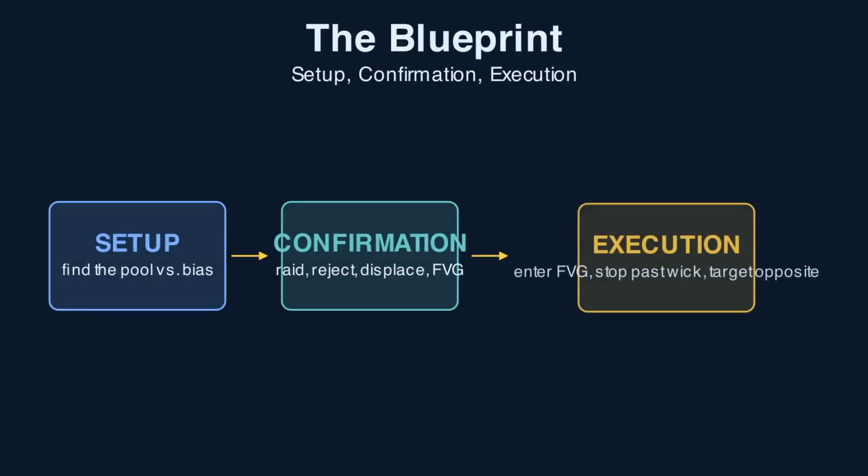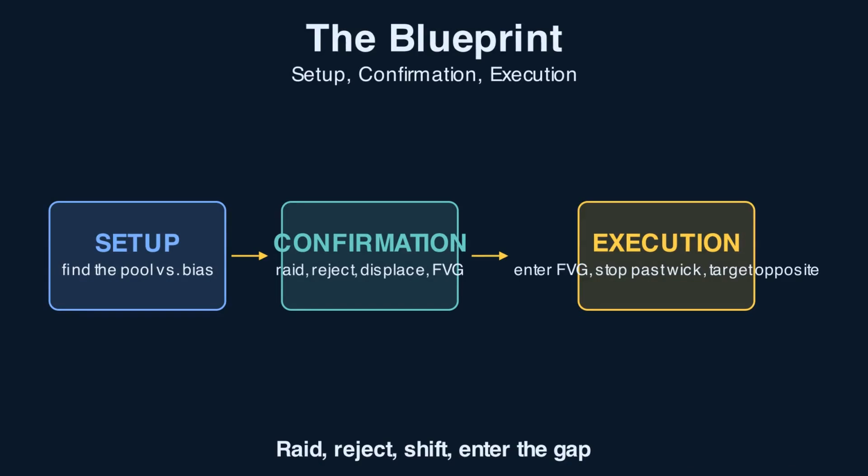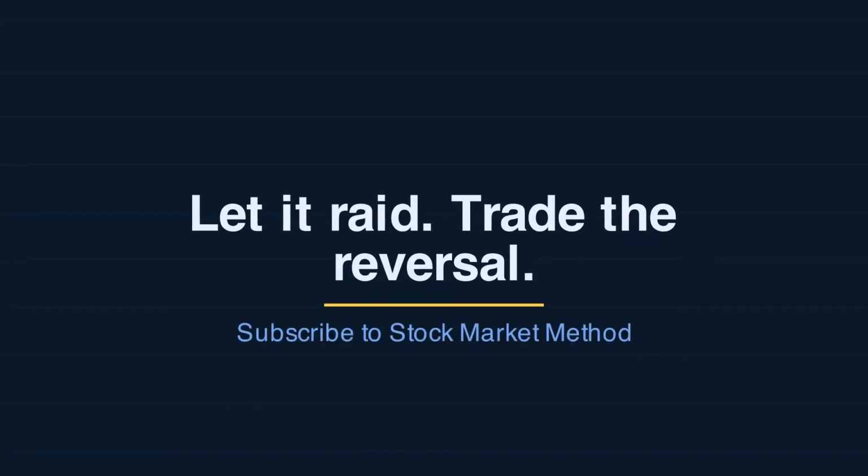Compress the blueprint. Setup, identify the obvious liquidity pool, equal highs or lows, previous day or session extremes, sitting against your higher time frame bias. Confirmation, price raids the pool, rejects back inside, then displaces and shifts market structure, leaving a fair value gap. Execution, you enter on the return to that gap, your stop sits just beyond the sweep wick, and you target the opposing liquidity across the range. Price hunts the obvious stops, fails, shifts structure, and hands you the reversal. That's the liquidity sweep from stop raid to high probability reversal.